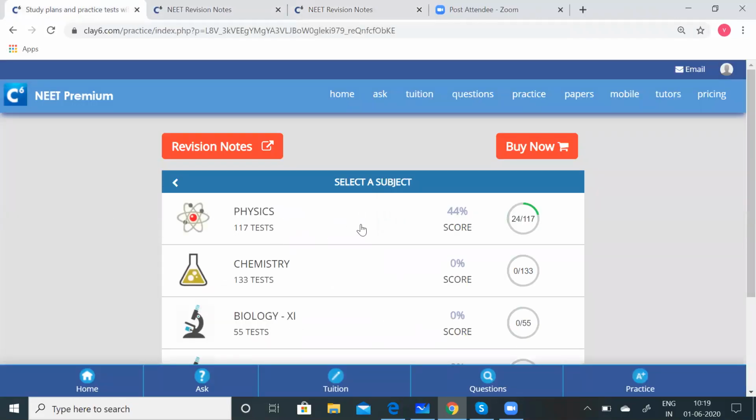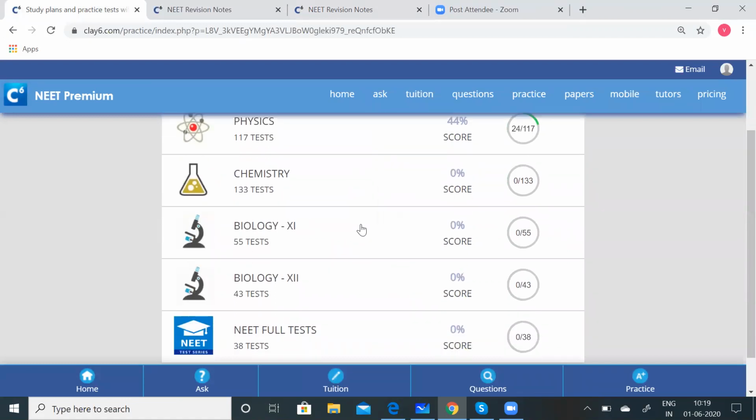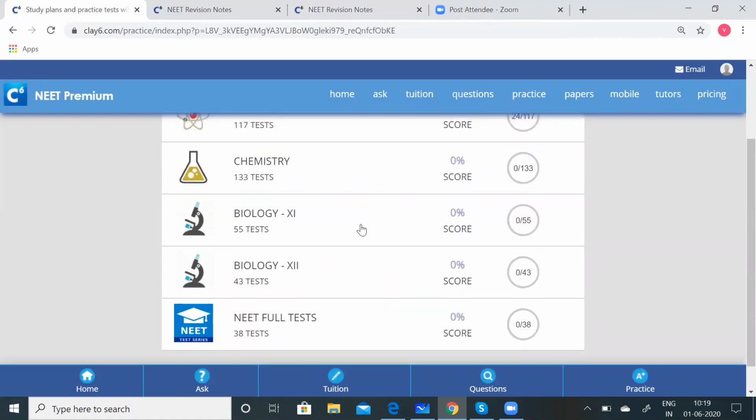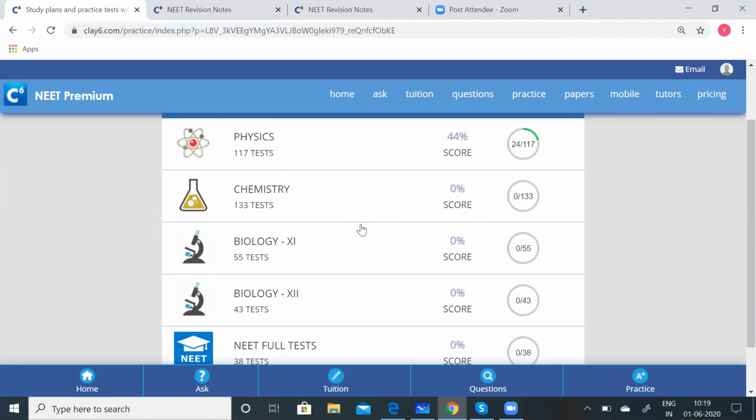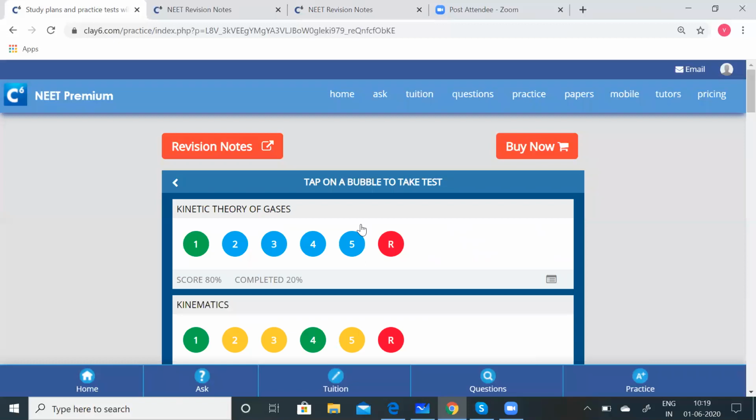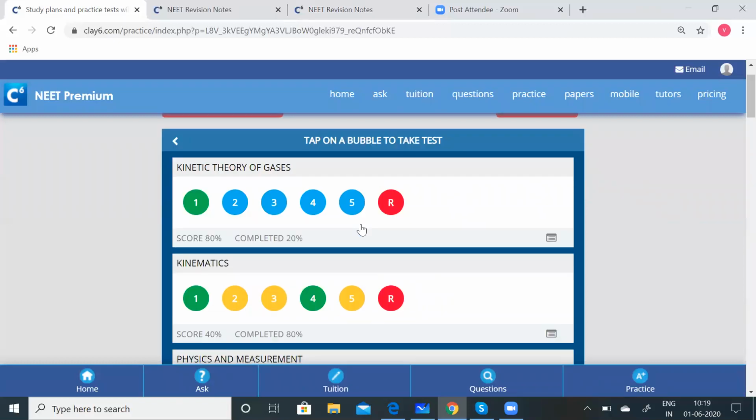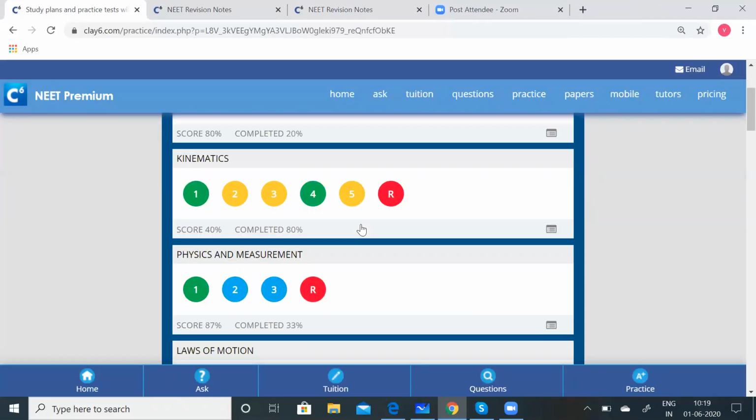Again, we have made tests for all the subjects: physics, chemistry, biology, and the NEET full tests also. You can take any test any number of times. Once you are thorough with the concepts, you can go to the NEET full tests, where you can also take them any number of times until you are happy with the results and your concepts. Now we have done revision tests for all the chapters.